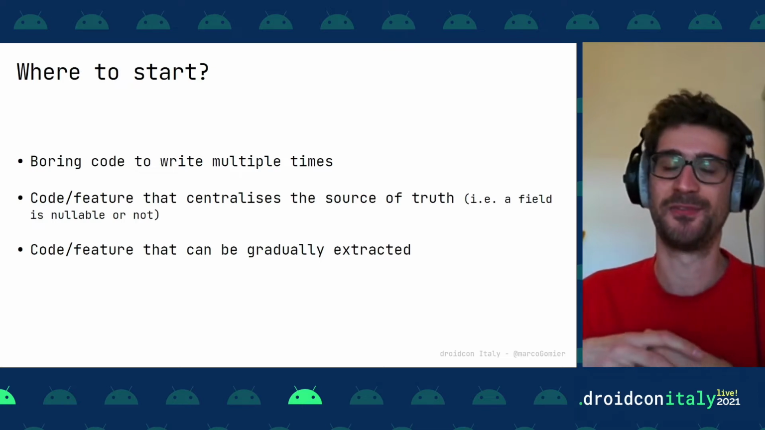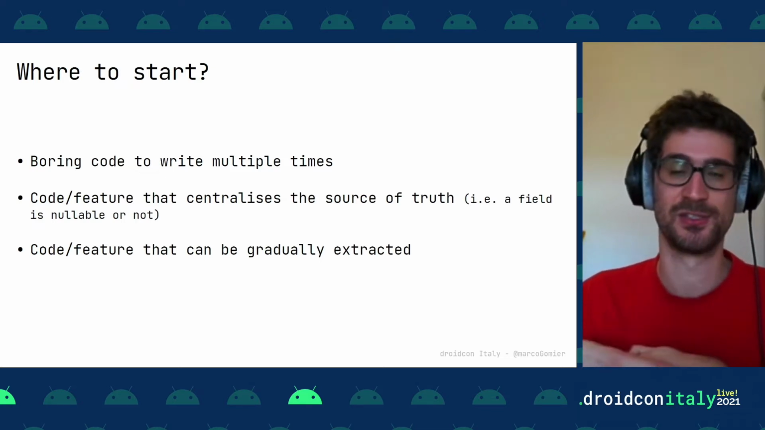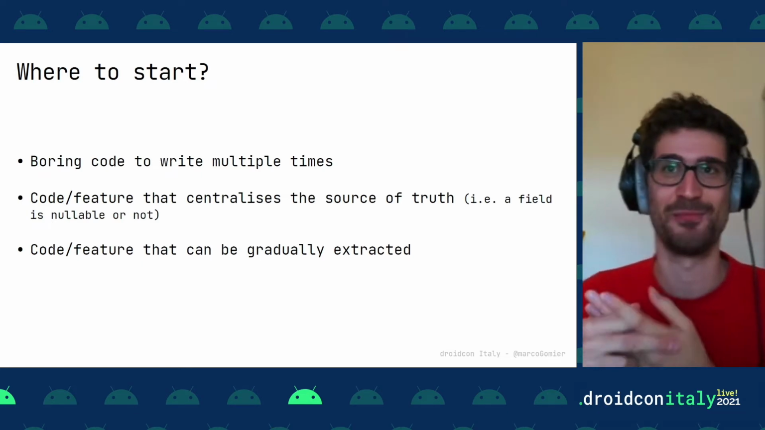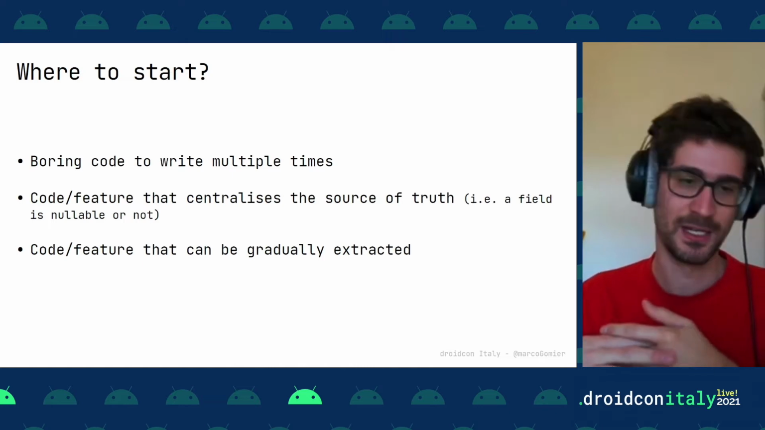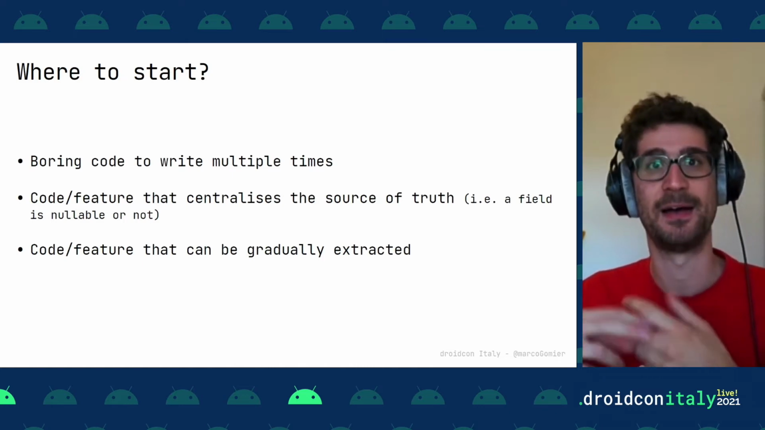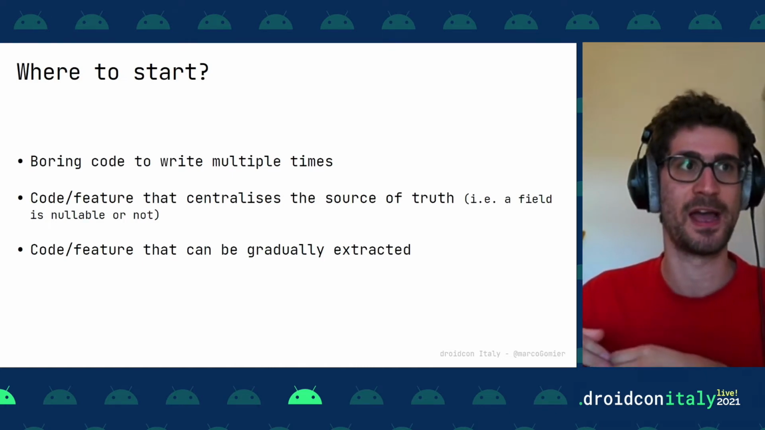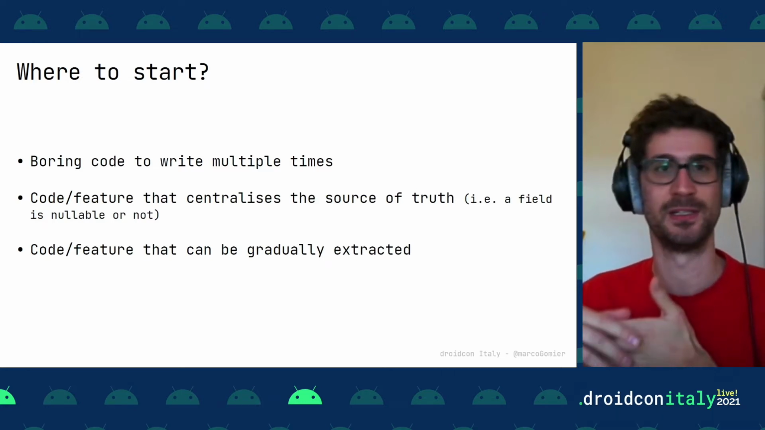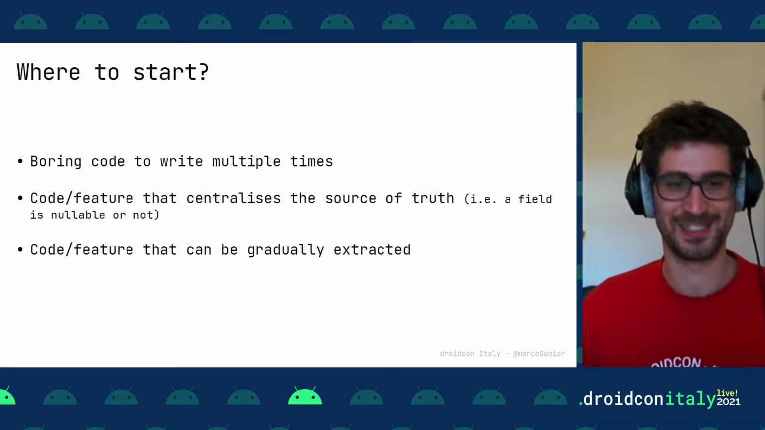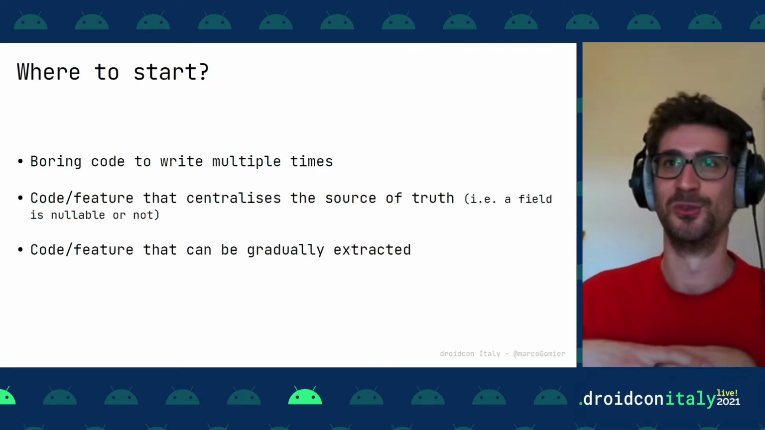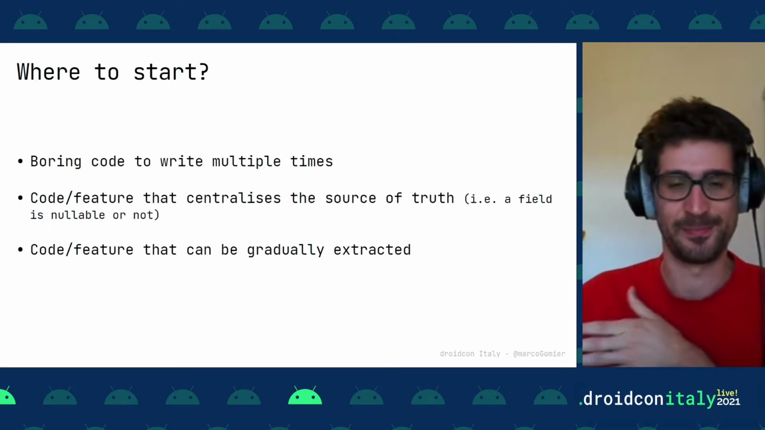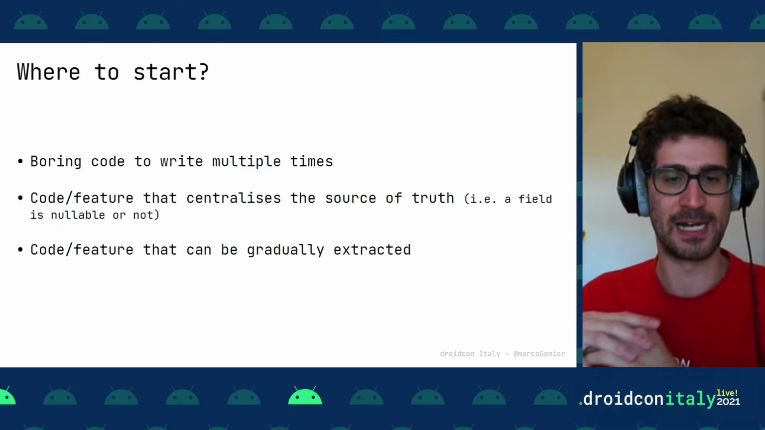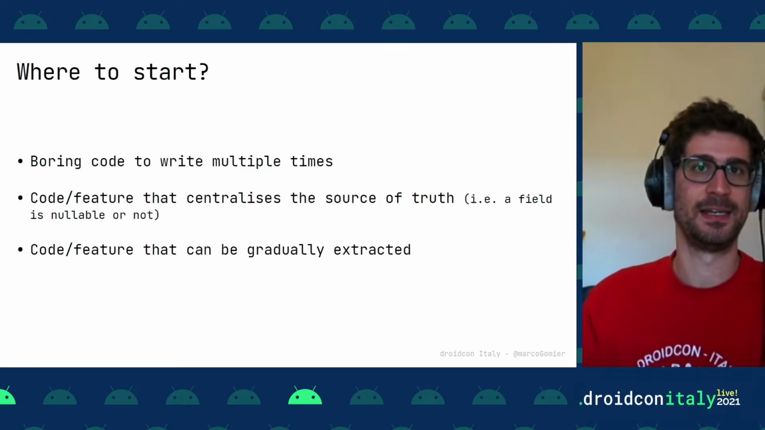Or we can start from code that centralizes the source of truth. So, for example, in our story from before, whether a field is nullable or not. That's because if we have a single source of truth, then we also have a single point of failure. So there will be only one point of failure, basically, and only one place to go to fix that problem.